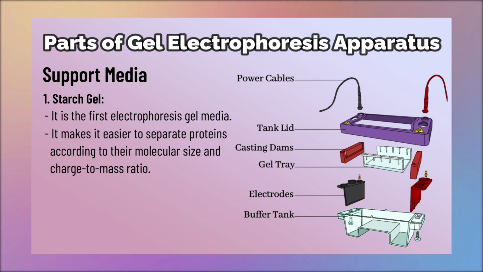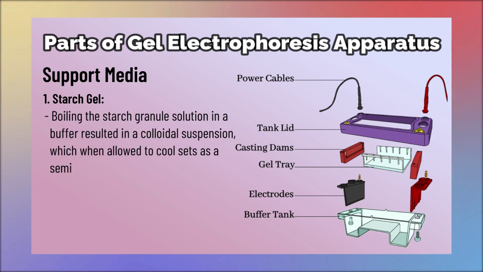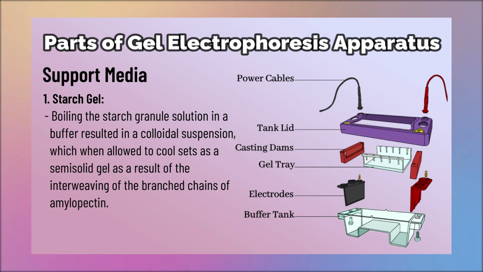It makes it easier to separate proteins according to their molecular size and charge to mass ratio. Filling the starch granules solution in a buffer resulted in a colloidal suspension which, when allowed to cool, sets as a semi-solid gel as a result of the intertwining of the branched chains of amylopectin.